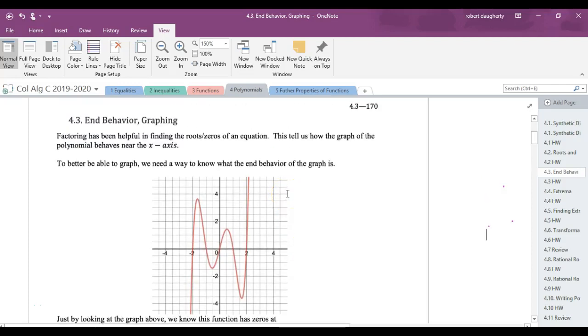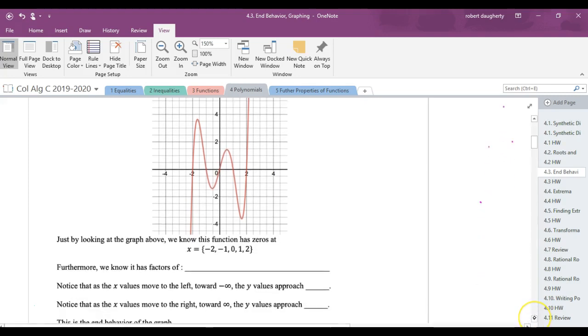So, what we want to do today, we need to talk about end behavior. We've talked about roots, x-intercepts, we've talked about multiplicity. Once we nail down this end behavior, then we'll start being able to graph some of these guys, okay? So let's look at this graph of the polynomial you see here.